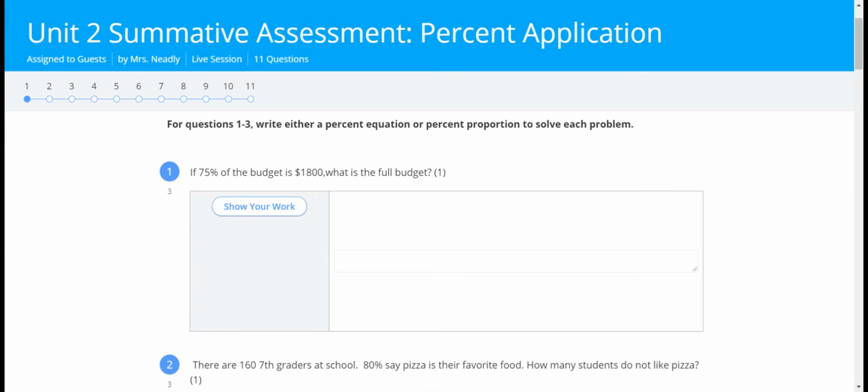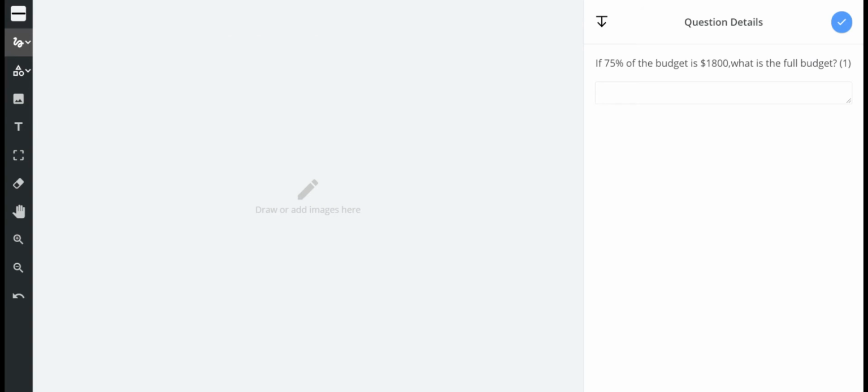So we're going to go over Unit 2 Summative Assessment Percent Application. Number 1 through 3, it is asking us to write either a percent equation or percent proportion to solve each problem. So for number 1, it says if 75% of the budget is $1,800, what is the full budget?